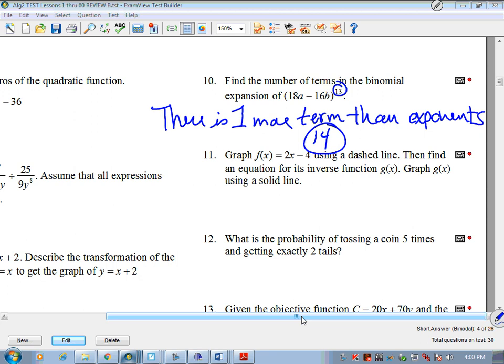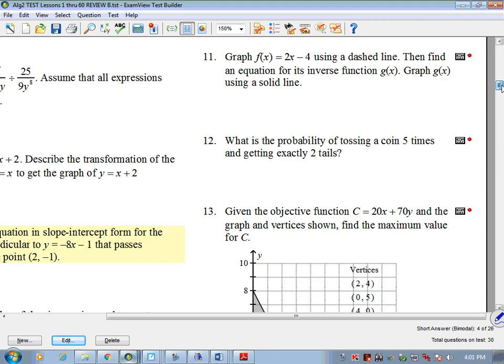That's the sentence you need to know and understand and be able to write on your test if you see a question like that. Okay, number 11.